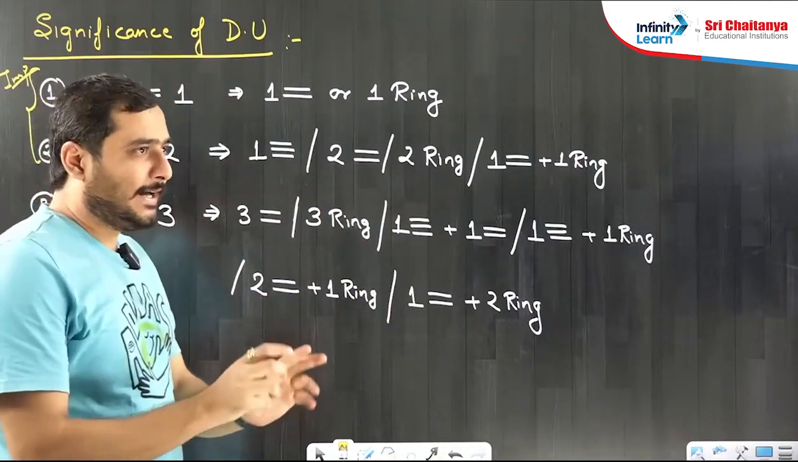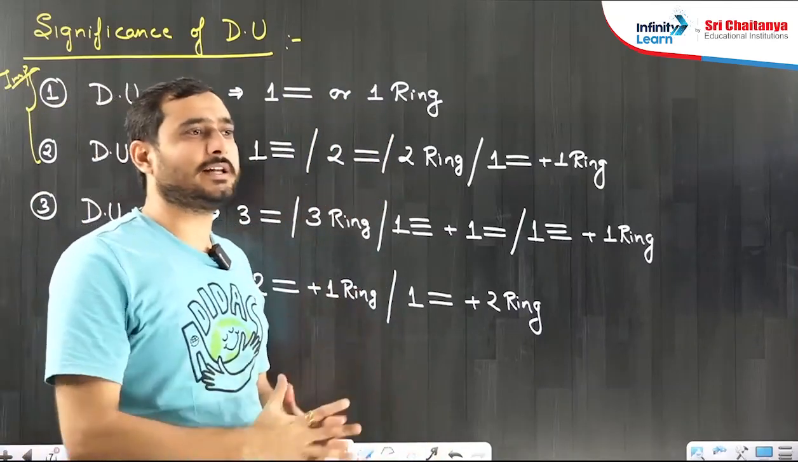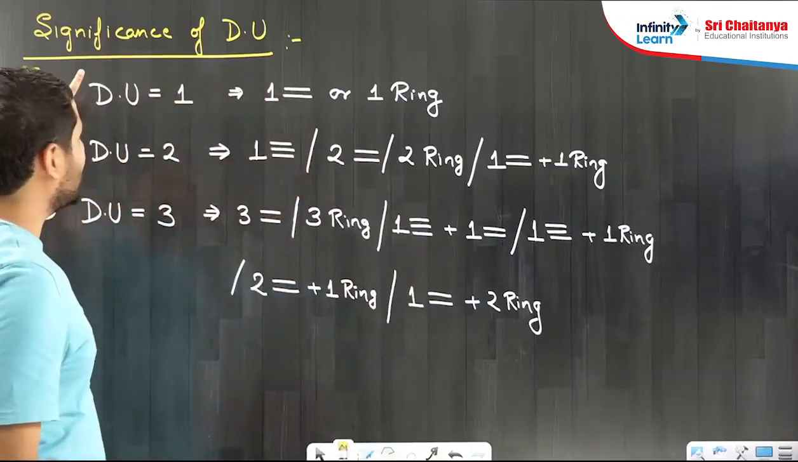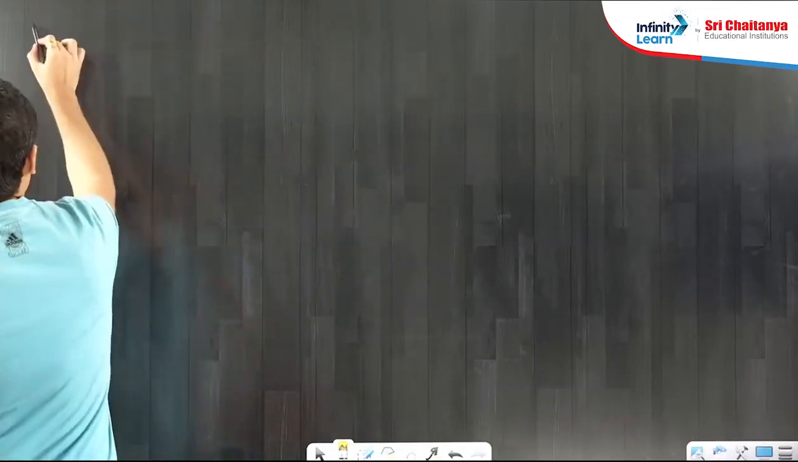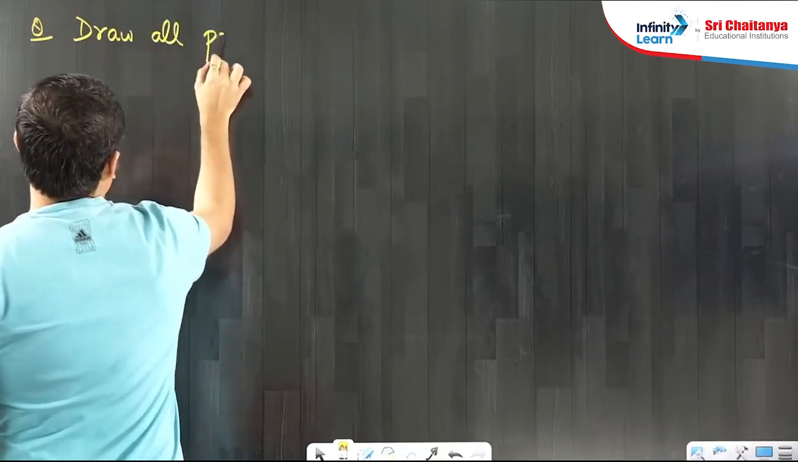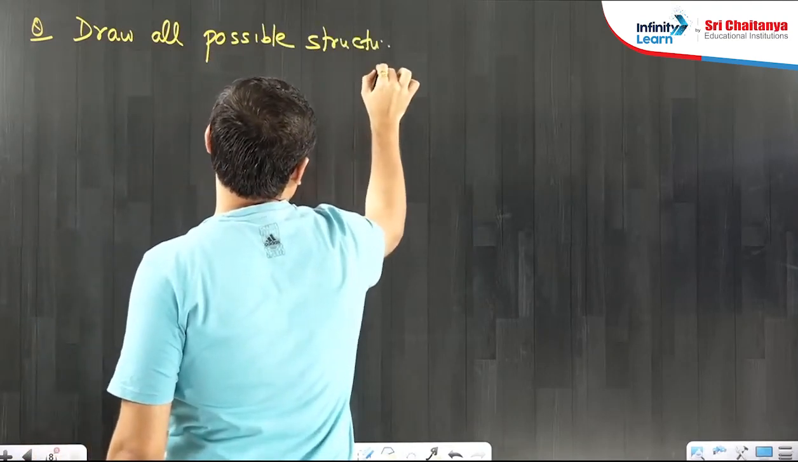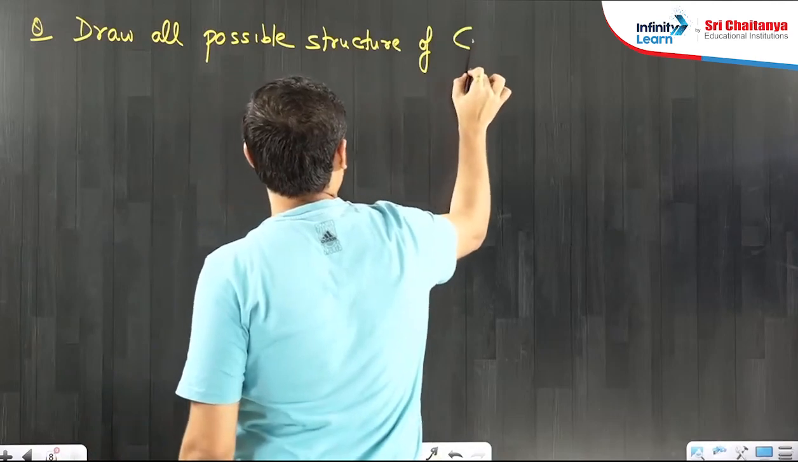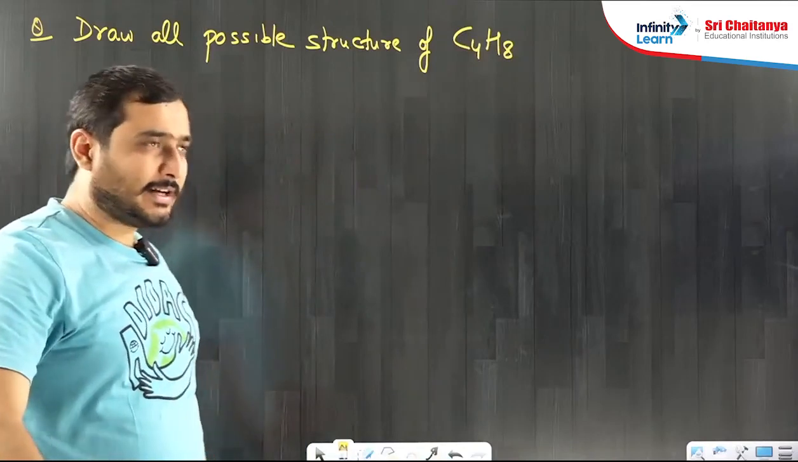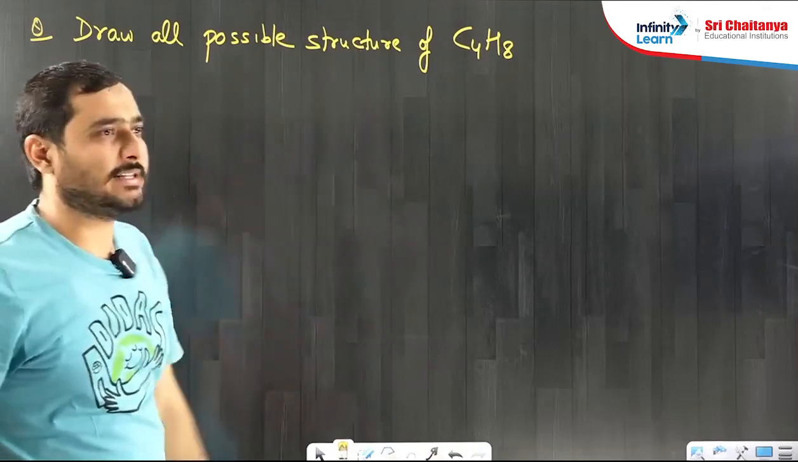Now, important: I will give a molecular formula, then you have to find out how many possible structures are there for that compound by using this degree of unsaturation. So remember degree of unsaturation 1 and 2. So the question is, draw all possible structures of C4H8. Very easy question this is. Not asking a tough question. Simple, only 4 carbon atoms, C4H8. How many possible structures are there for this compound?